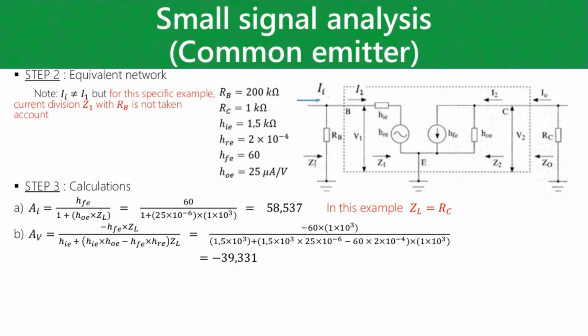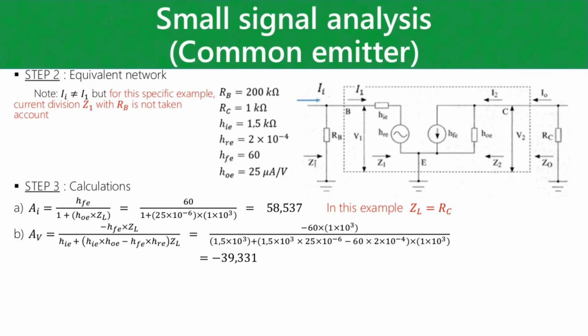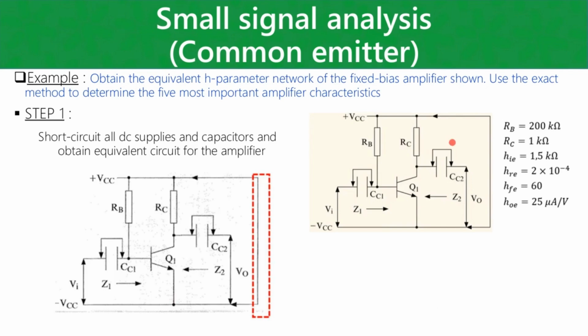Okay, so let's take a look at an example. We actually have one here explaining the whole process. As you can see, we are given some of our parameters on the right. First, the base resistance is 200 kilo ohms, and the collector resistance is 1 kilo ohm.